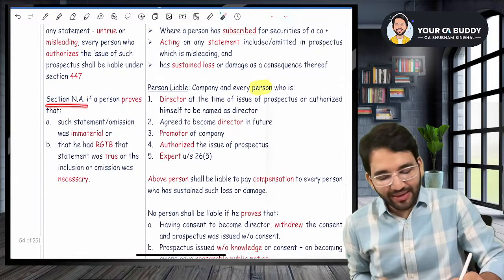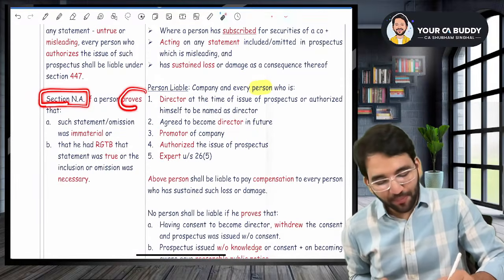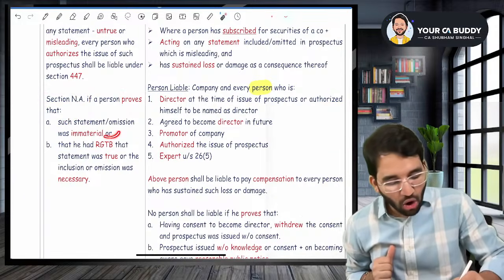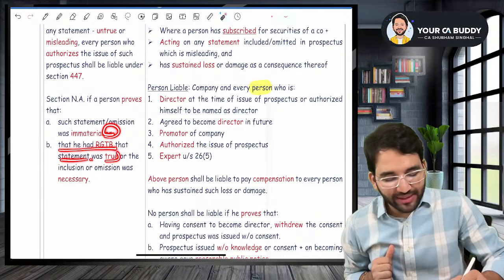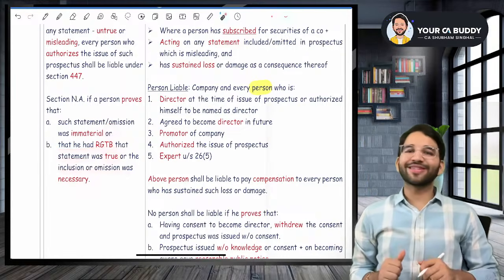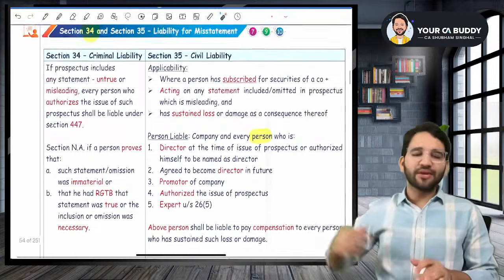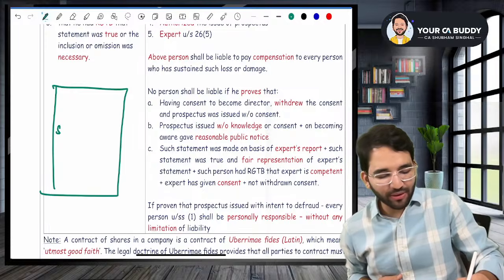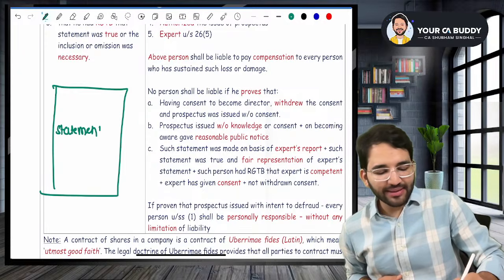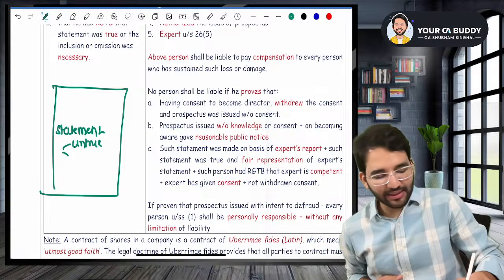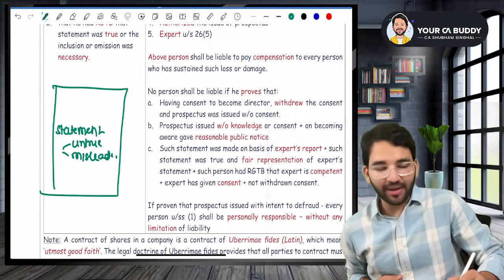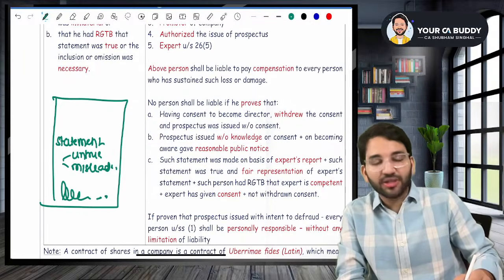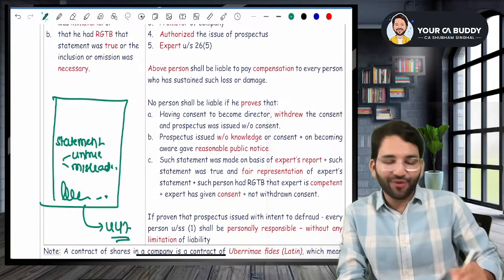However, please understand that this section is not applicable if a person proves that, number one, such statement or omission was immaterial, or he had reasonable ground to believe that the statement was true or the inclusion or omission was necessary. I'll explain it, don't worry. Sir, what is the first paragraph saying? If there is a prospectus, and in it there is a statement that is untrue, as in it is a lie, or you are misleading with that statement, then every person who authorizes such prospectus will be liable for fraud under section 447.